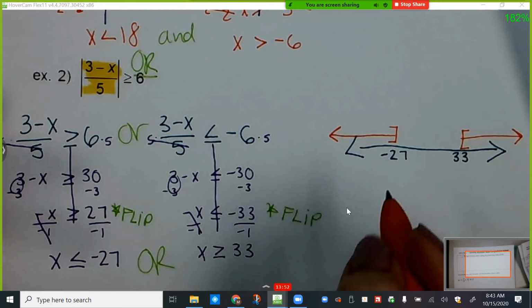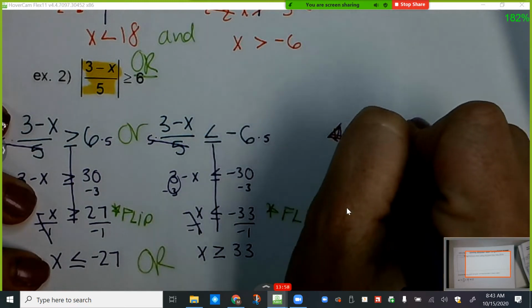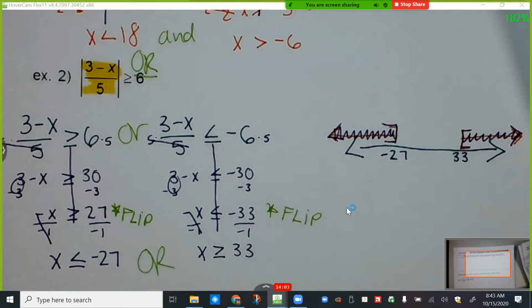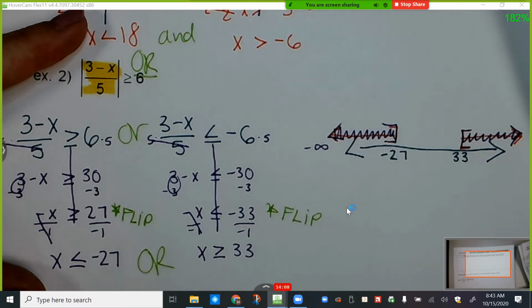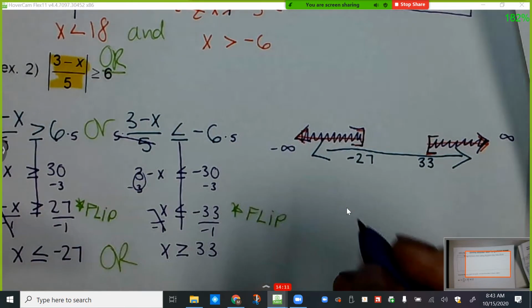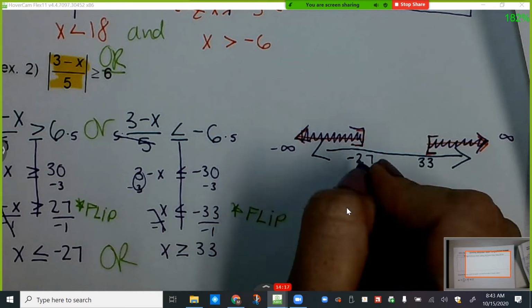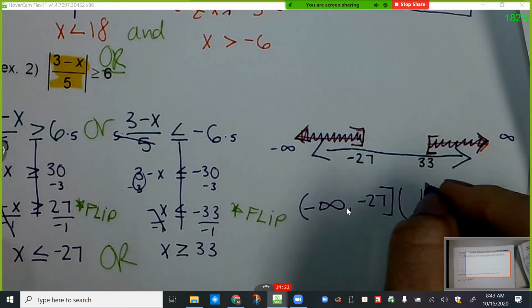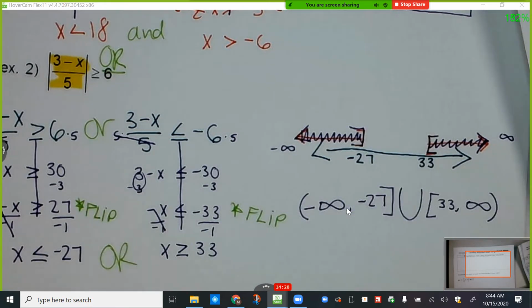Yeah, remember, "or" means anywhere it's shaded. So all of this is your solution. All of this is also your solution. So it goes from the left forever, which is negative infinity, to the right forever, which is infinity. Remember we read the graphs left to right. So the farthest left it goes is negative infinity, and then it comes to negative 27 and stops. Or it picks back up at 33 and goes to the right forever. And remember, infinities always get parentheses because you can't touch infinity.